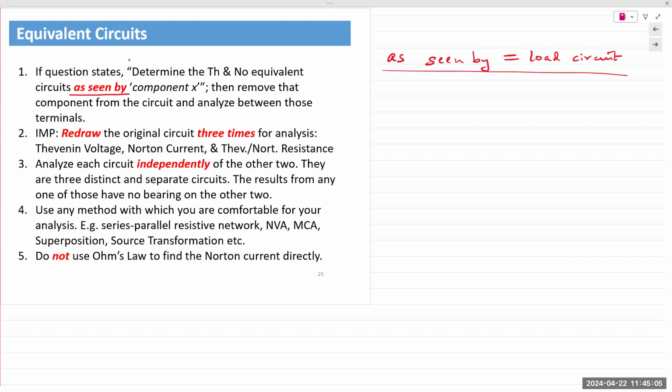So if it says as seen by or load circuit, you remove it from your analysis, you modify the circuit 3 times, and you perform 3 separate independent analyses to determine each one of those 3 quantities. The results you obtain from any analysis do not apply to the other 2. Meaning if you analyze for Thevenin resistance, the values you obtain there do not affect the other two. If you obtain Thevenin voltage or Norton current, it does not affect the other two quantities. Okay, all three of them are three separate circuits.